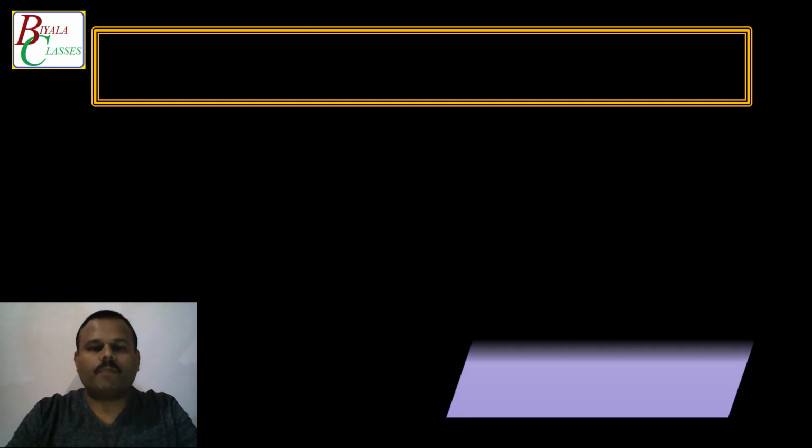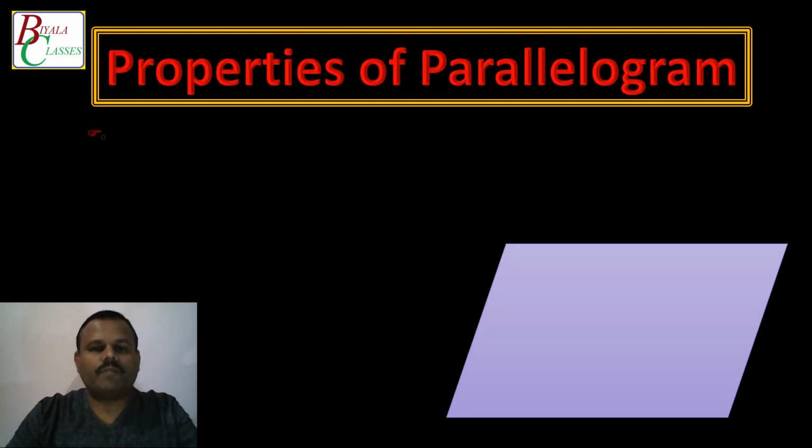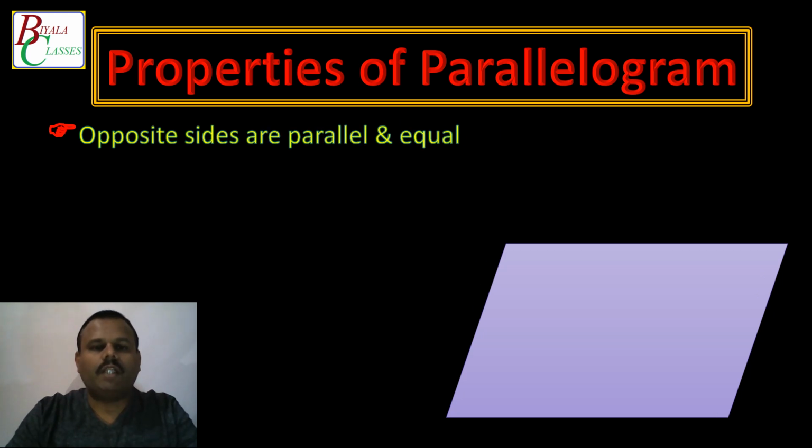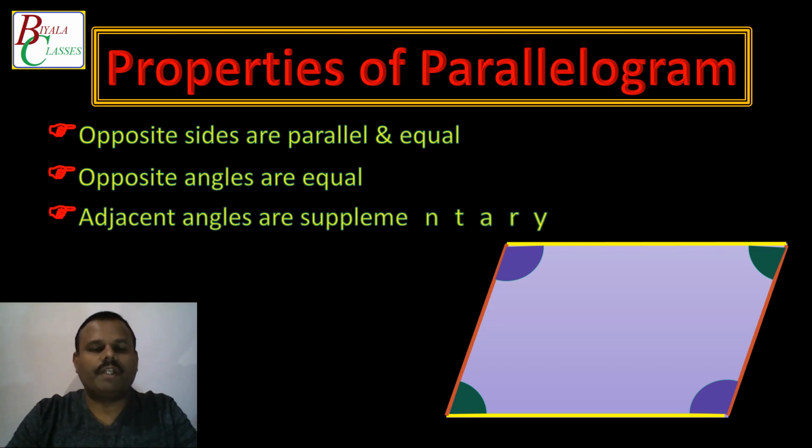Let's move towards the properties of the parallelogram. We'll discuss the properties one by one. So first being that opposite sides are parallel and equal. In a parallelogram, the opposite sides are not only parallel but they are also equal. The next being opposite angles are equal. As you can see, the 2 pairs of opposite angles are equal in a parallelogram. They have the same measure.